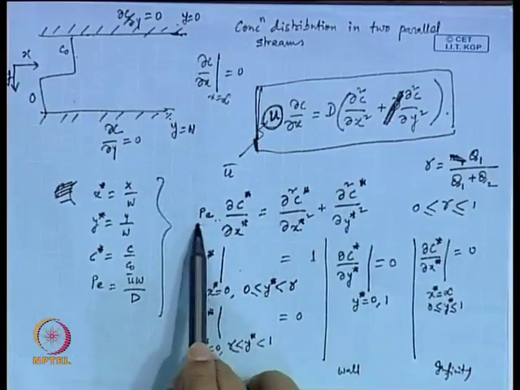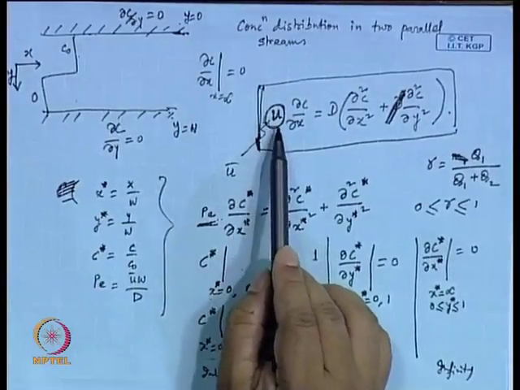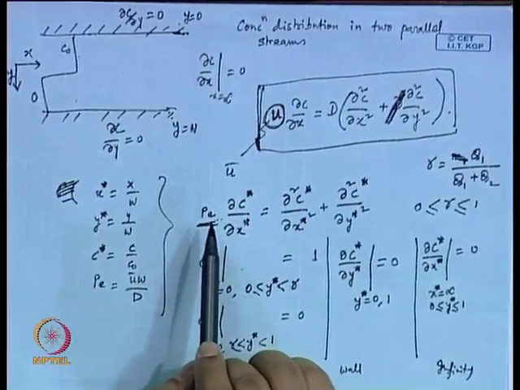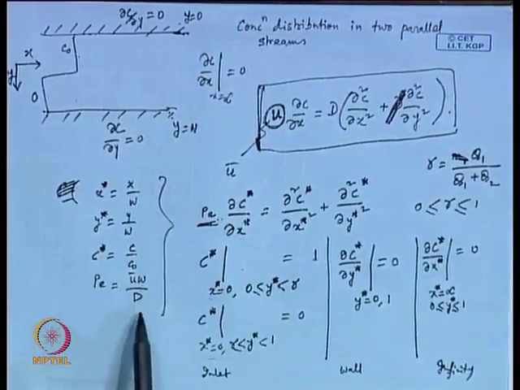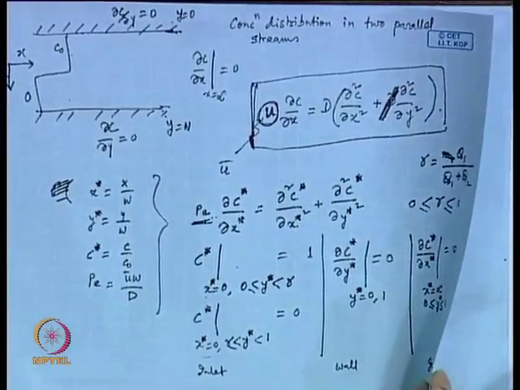Now, I wrote this with the Peclet number. This is on the basis that you are writing it as u bar. If you write it as u, then you cannot write it this way, because Peclet number is defined as u bar w by d. All right. So, this is what you have.